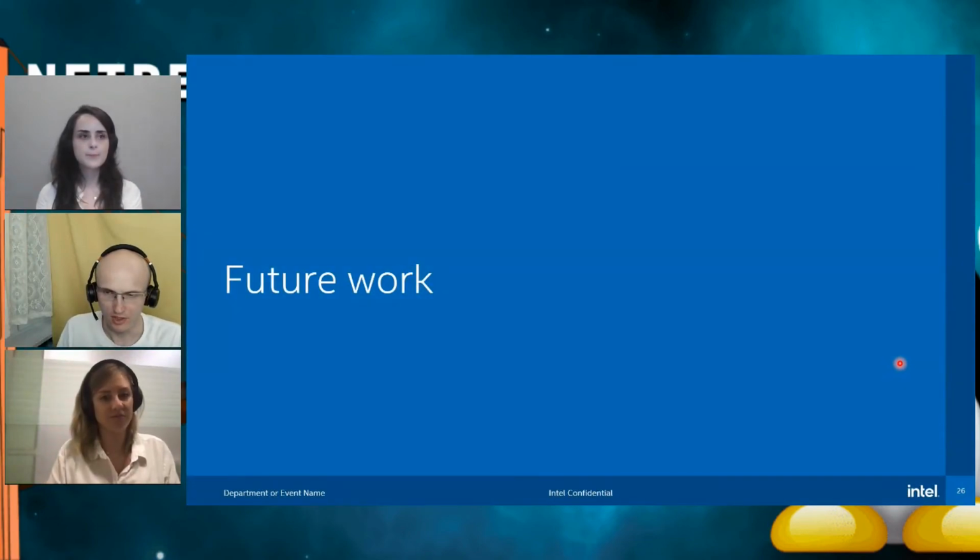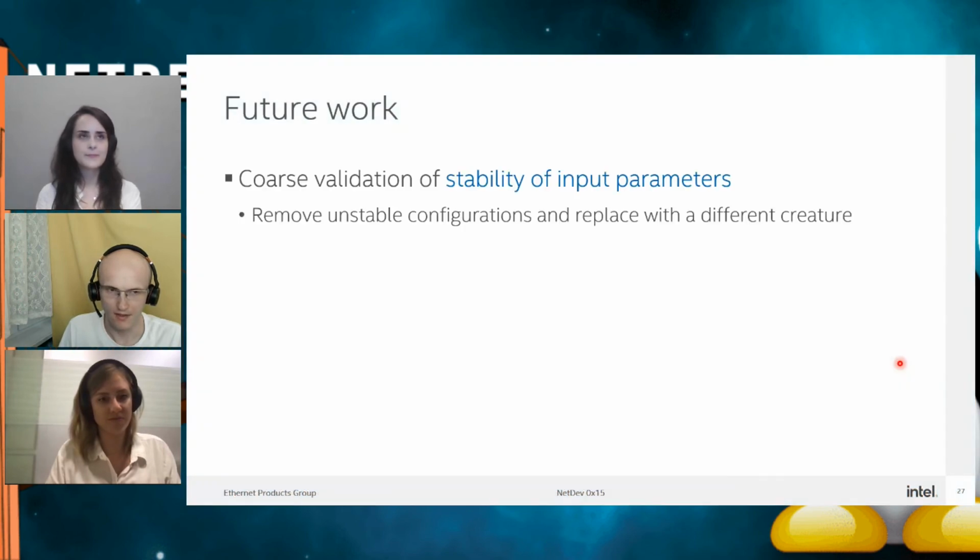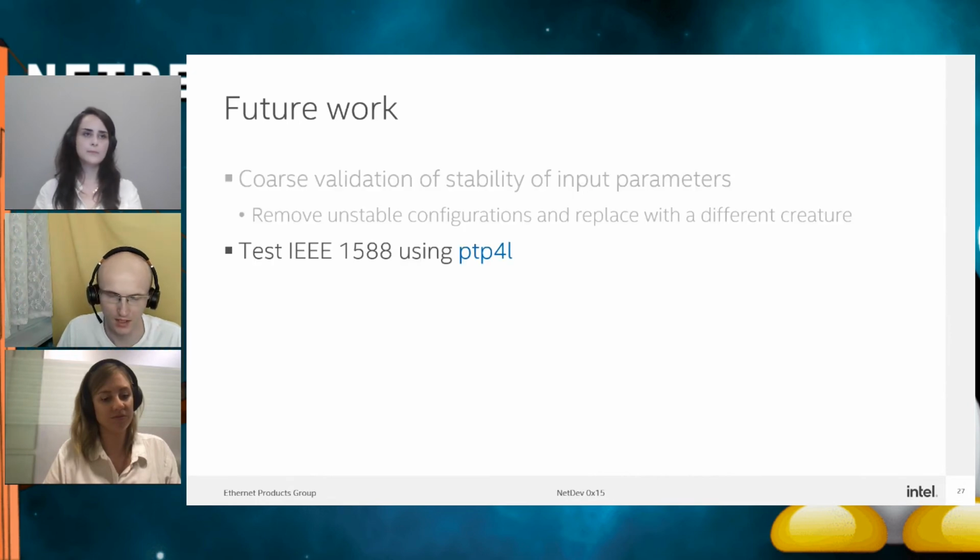And when it comes to the future work that we plan to do, the first thing that we would like to have is the coarse validation of stability of input parameters, because we found some mathematical models that we want to use, and we want to remove the configurations that are known to be unstable and replace them with different creatures to get better overall results.